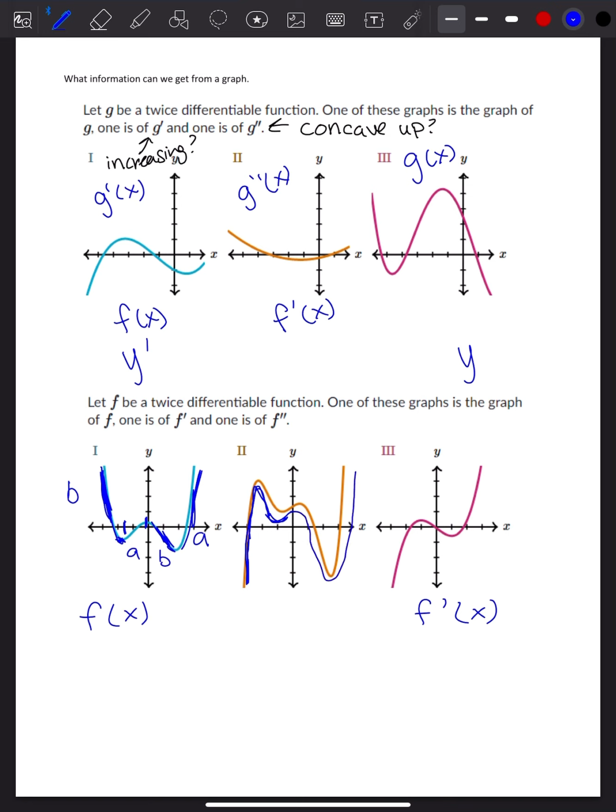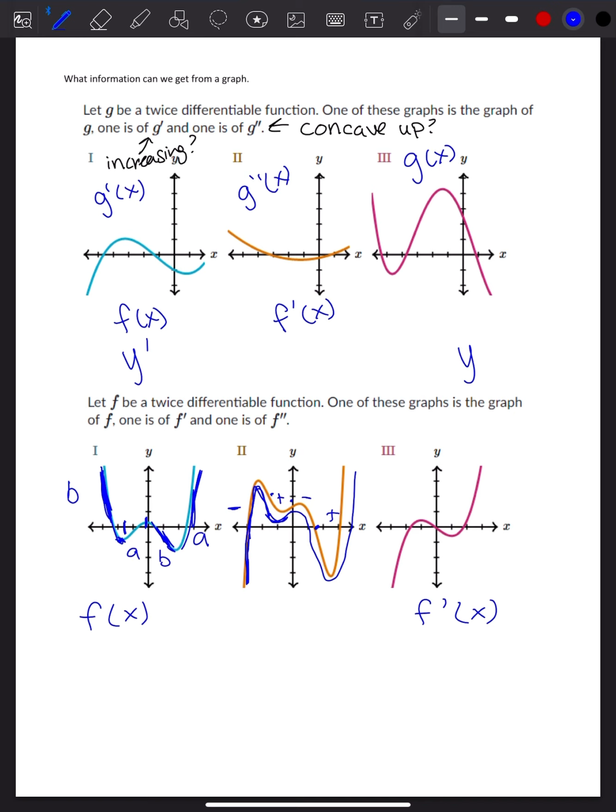So our second derivative would be negative all the way up to about here. And then between these, we're going to be positive. All the way to about here, we're going to be negative again, and then we're going to change over to positive again. So we're changing back and forth between positive and negative.